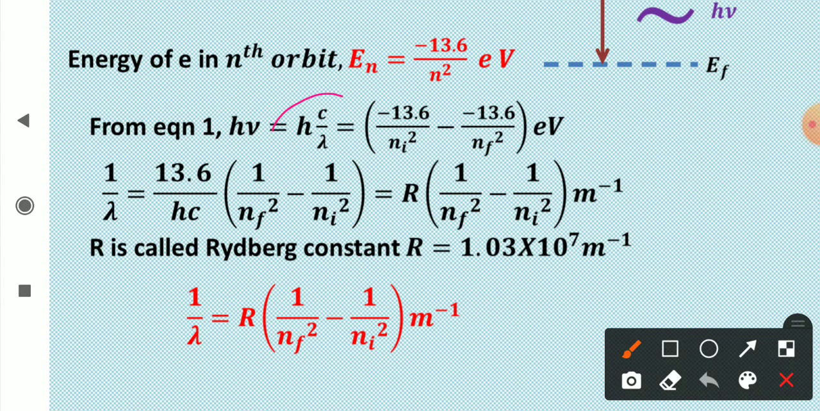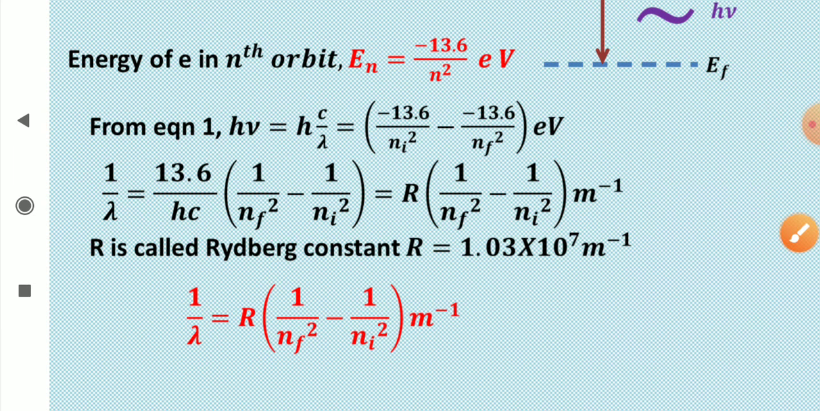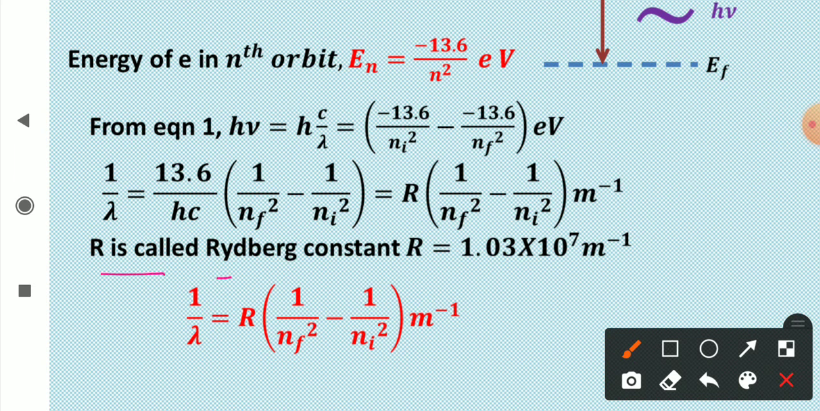we can see that keep 1 upon lambda on left side, and on right side take this h and c to the right side. They will go in denominator. Then from here take this 13.6 outside, and inside bracket you will get 1 upon nf square minus 1 upon ni square. And then this constant, when taken in SI units, it is called R, Rydberg constant. And since it is 1 upon wavelength, the unit will be meter raised to the power minus 1.